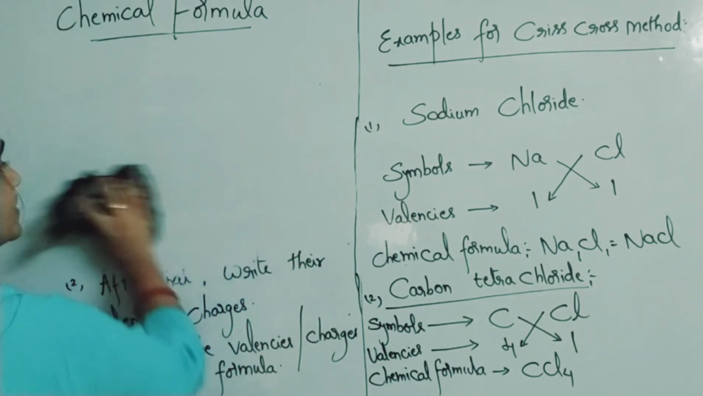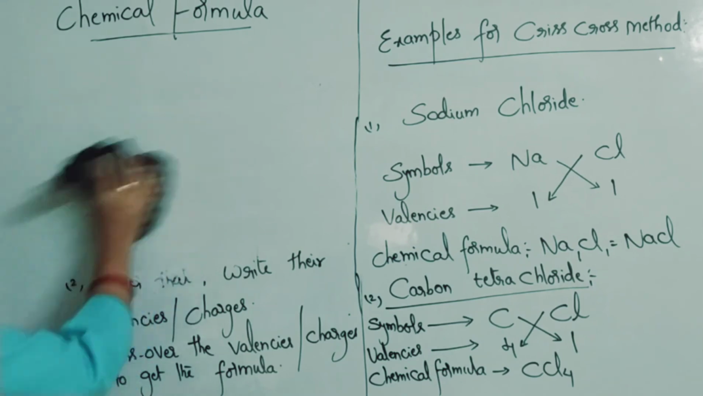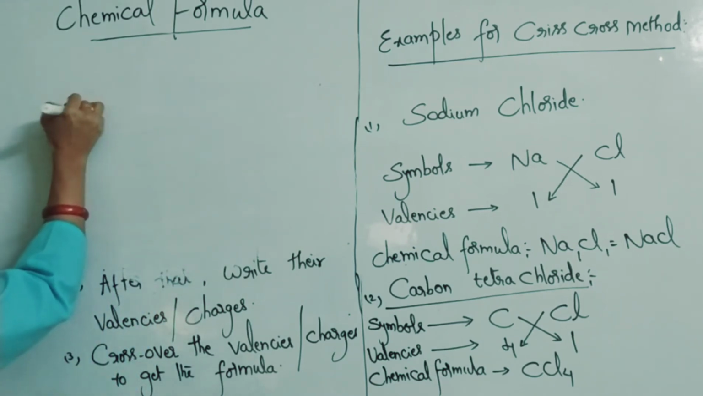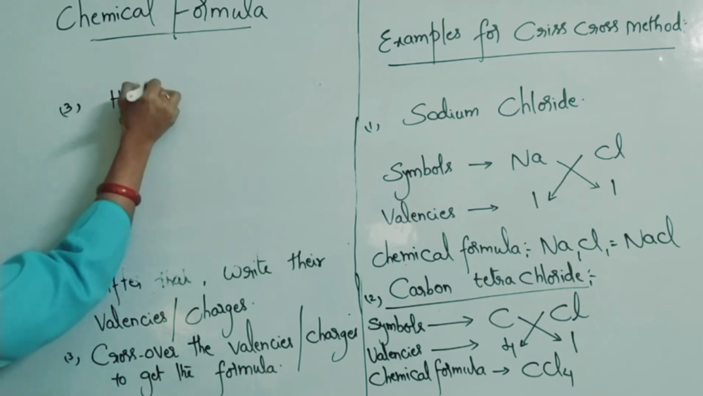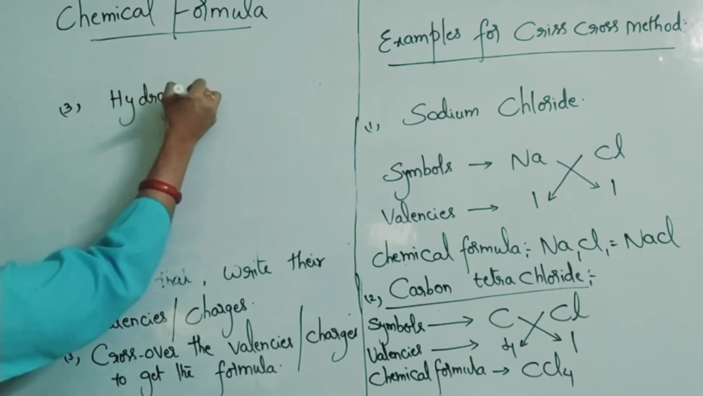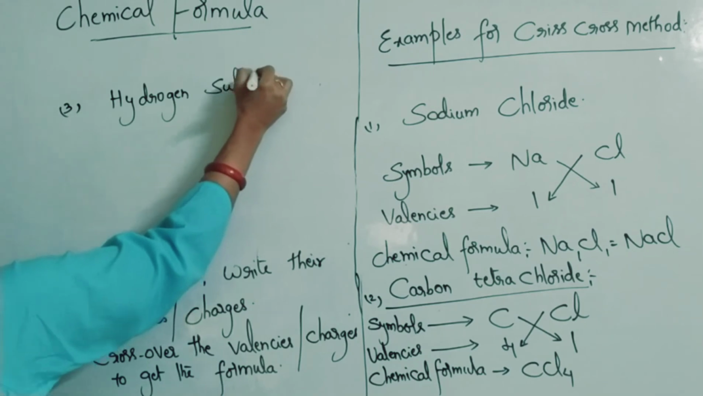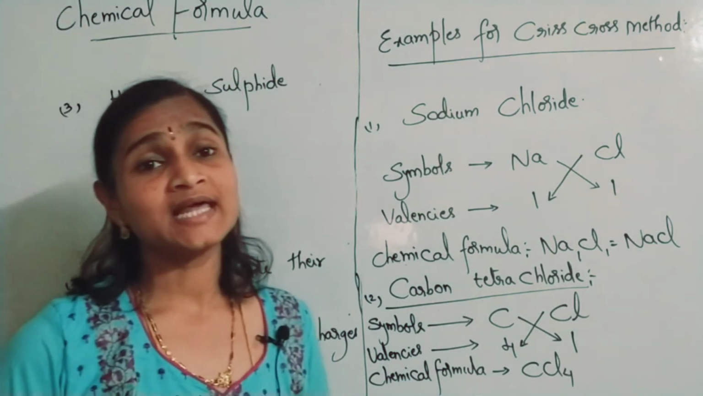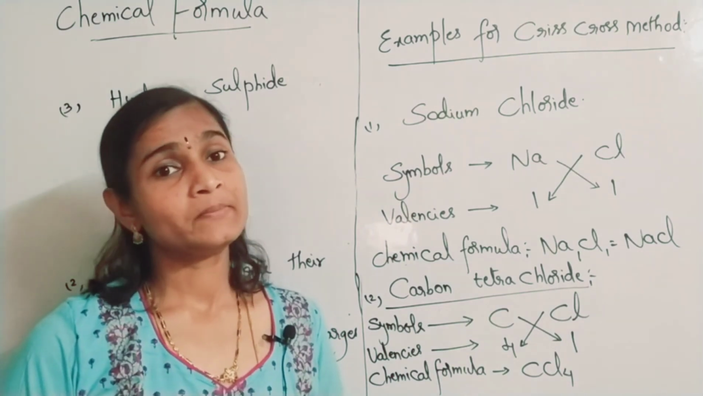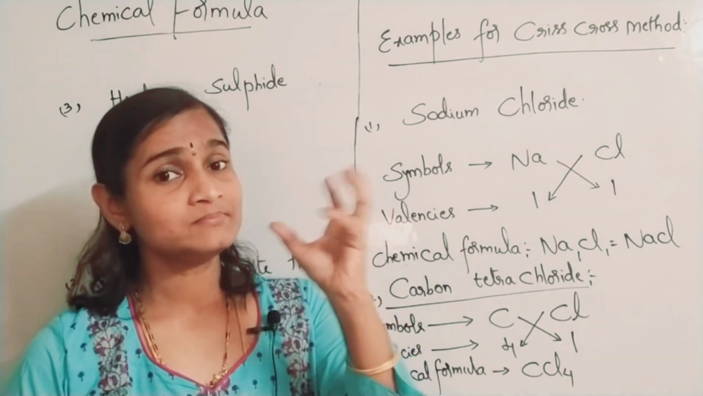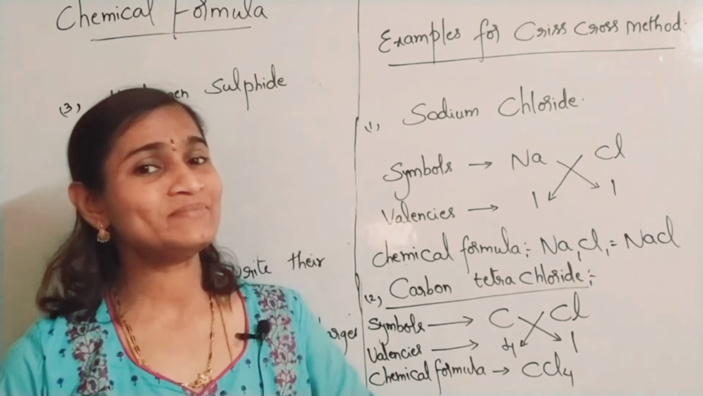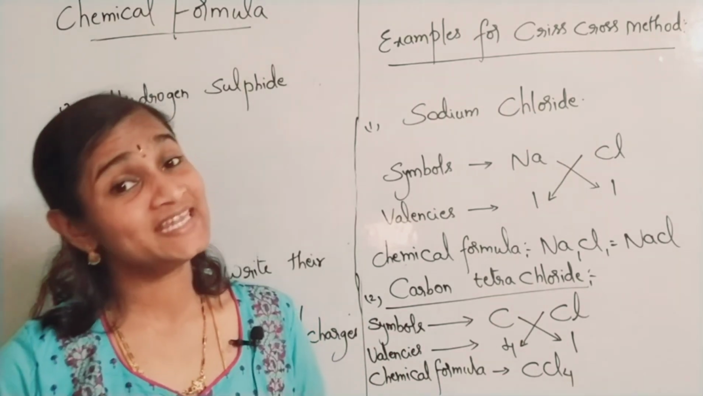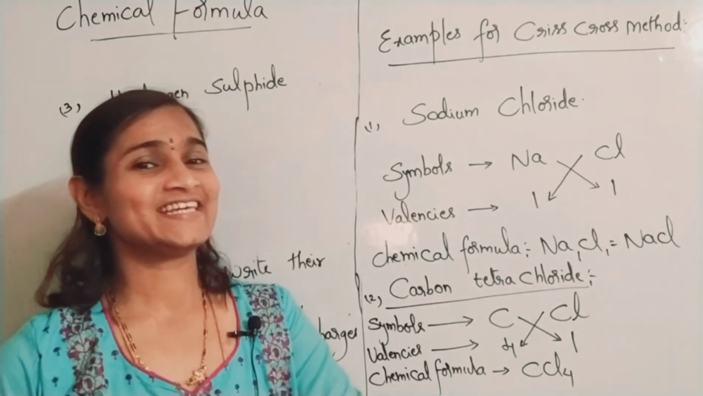If I ask you to write the formula of hydrogen sulfide, here ions will be coming. Hydrogen sulfide. Sulfide ion. You have to remember the charge of the sulfide ion. I think you got it: yes, -2. That is correct.